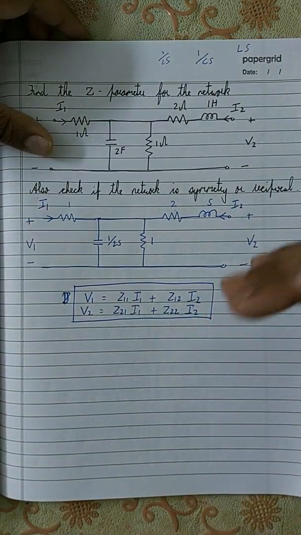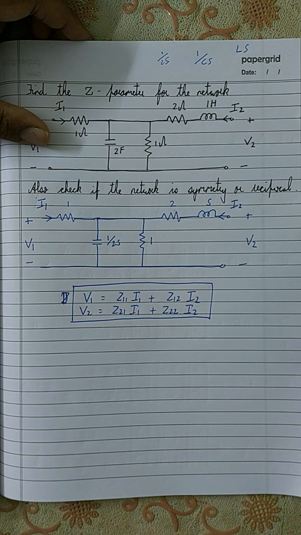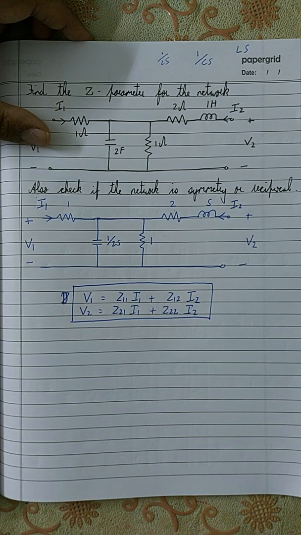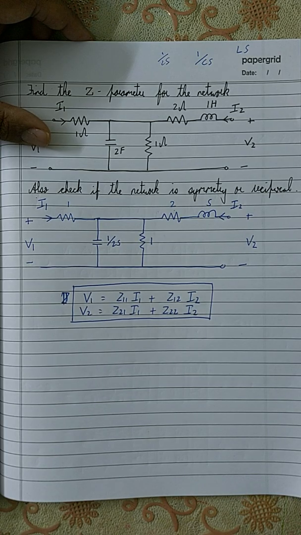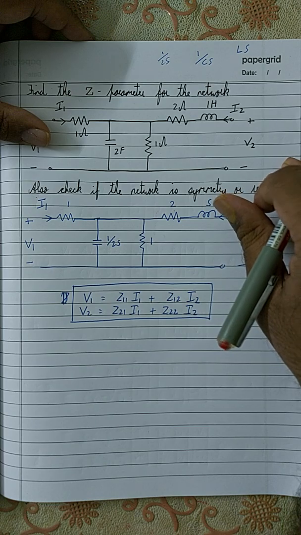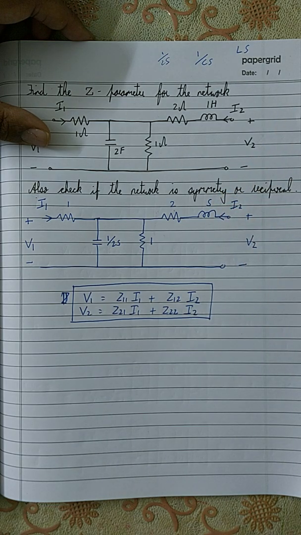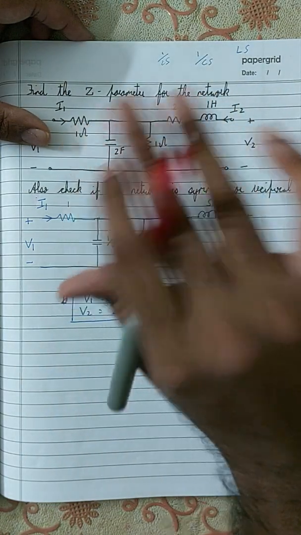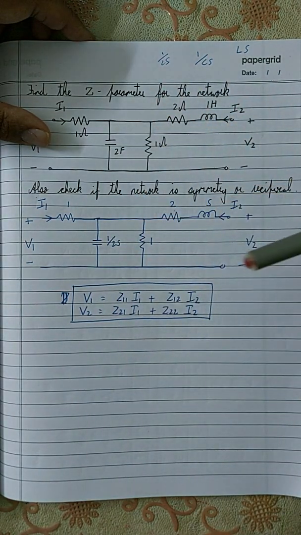So here I am going to apply mesh analysis. Now before applying mesh analysis, this is not like your ordinary mesh. In a normal mesh, there is no restriction on the direction of a mesh current. So just for your easiness, what we did is assume that all the mesh currents are flowing in the clockwise direction.